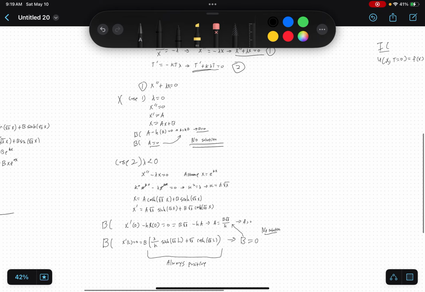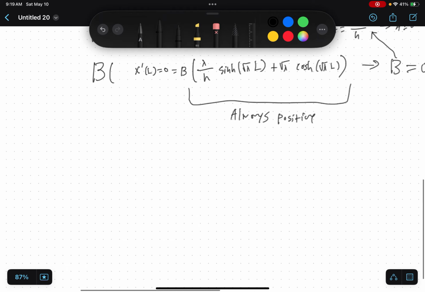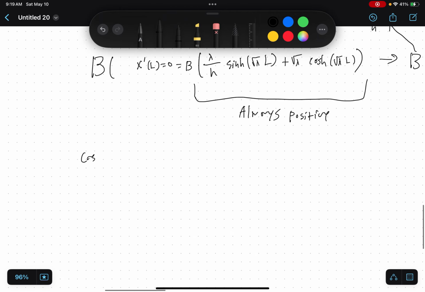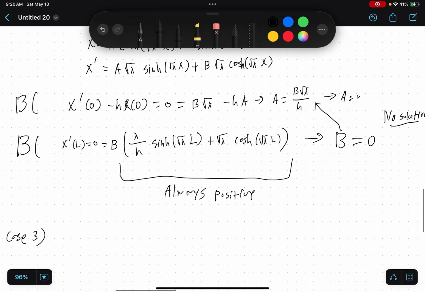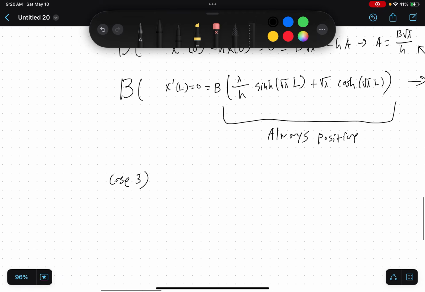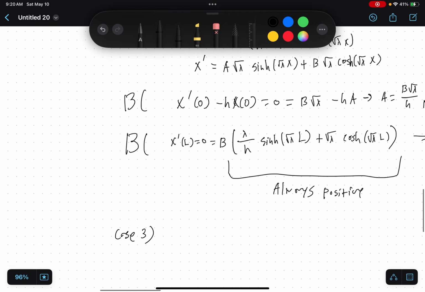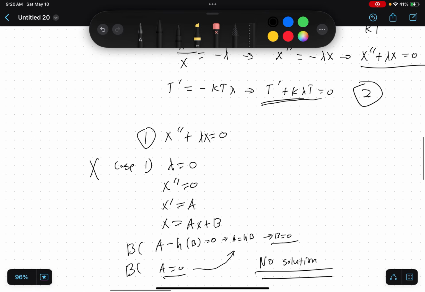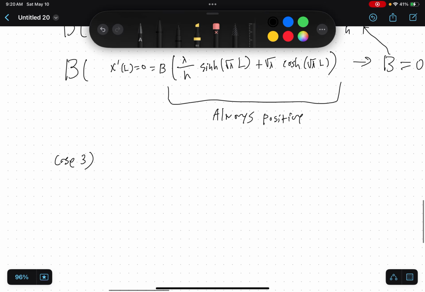Okay, so last case is case 3. Dang it, this is going to annoy me now. Why did I say it's always positive? Maybe it'll come back to me. Okay, case 3. So we said it's less than 0. We said it's equal to 0. So the only case left is lambda is greater than 0. Cool.